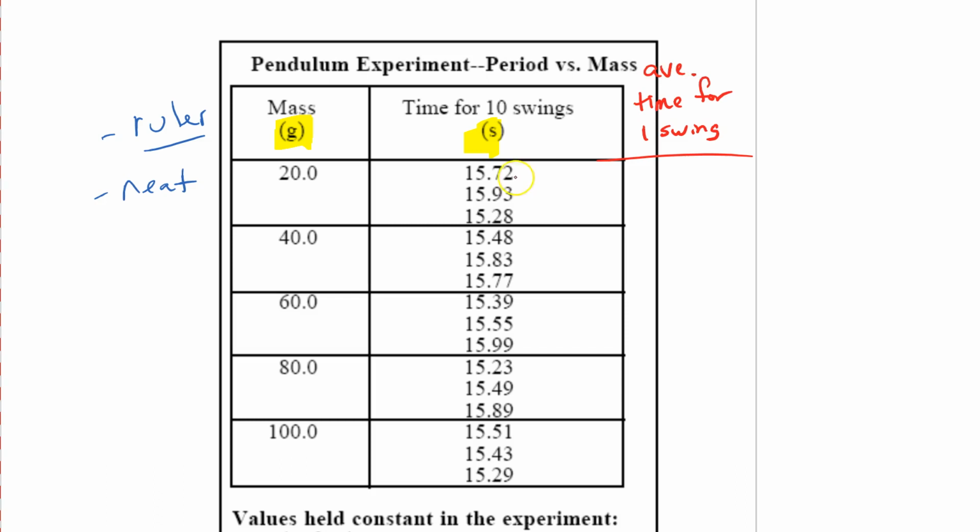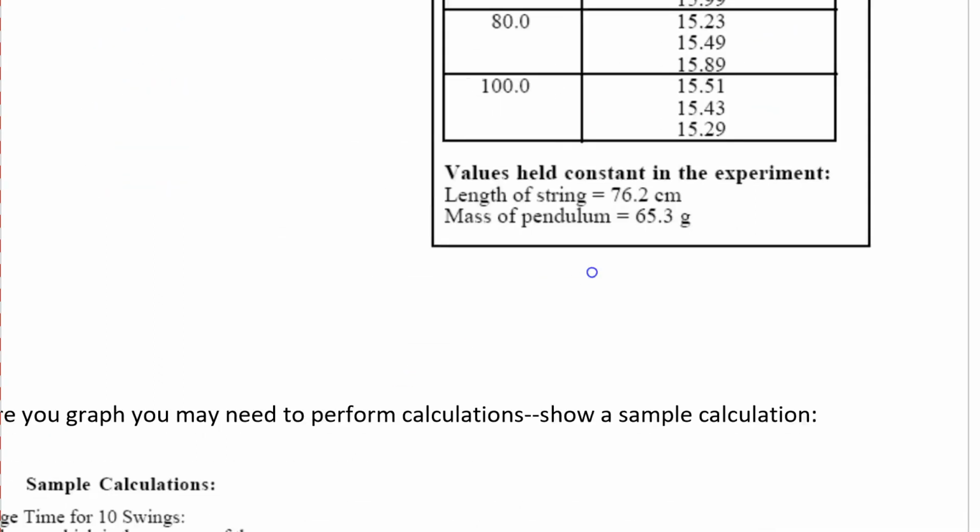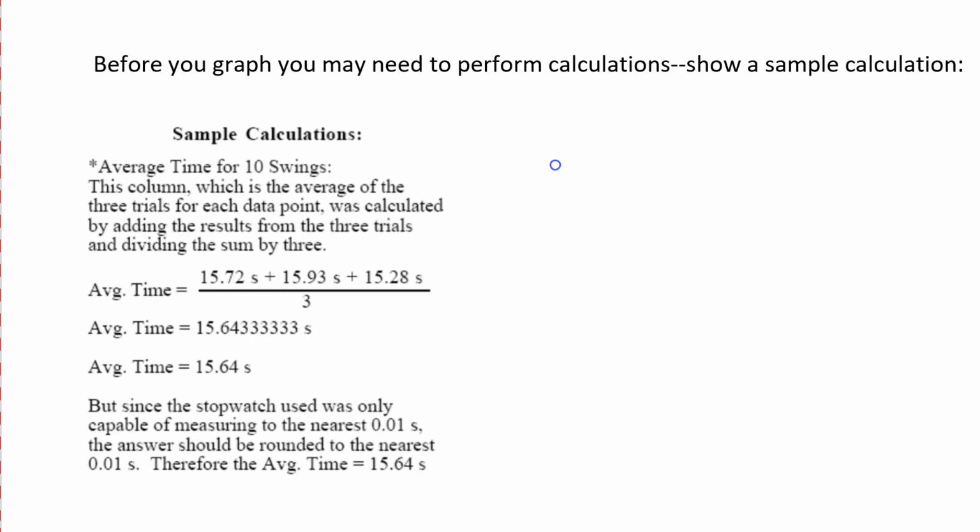Well, you've got these 3 values. They did this 3 times, which is a pretty good idea, and they did it for 10 swings. But we're interested in not what the time for 10 swings is, but we want to know the time for 1 swing, for 1 back and forth, for period. So then they would have to do some calculations. So here's where they did their calculations. They figured, okay, what's the average time for 10 swings?